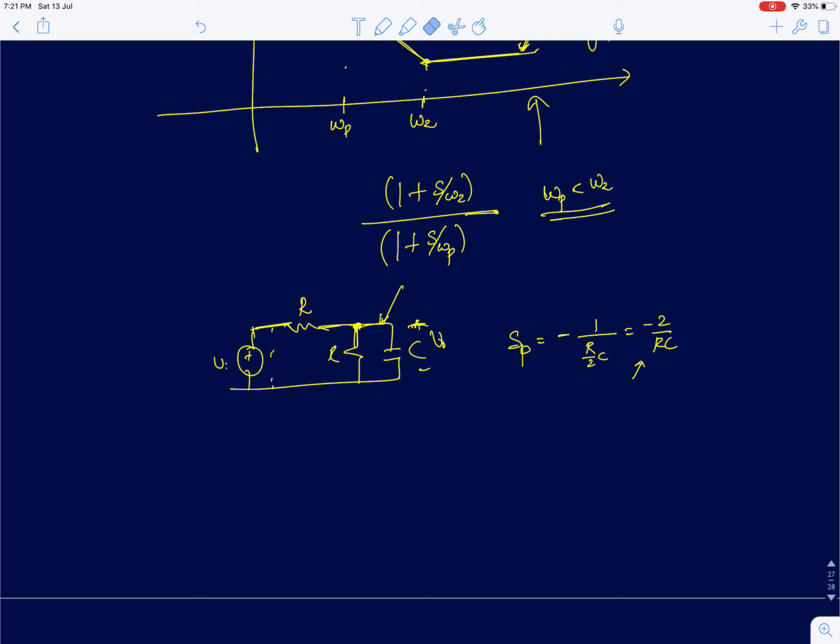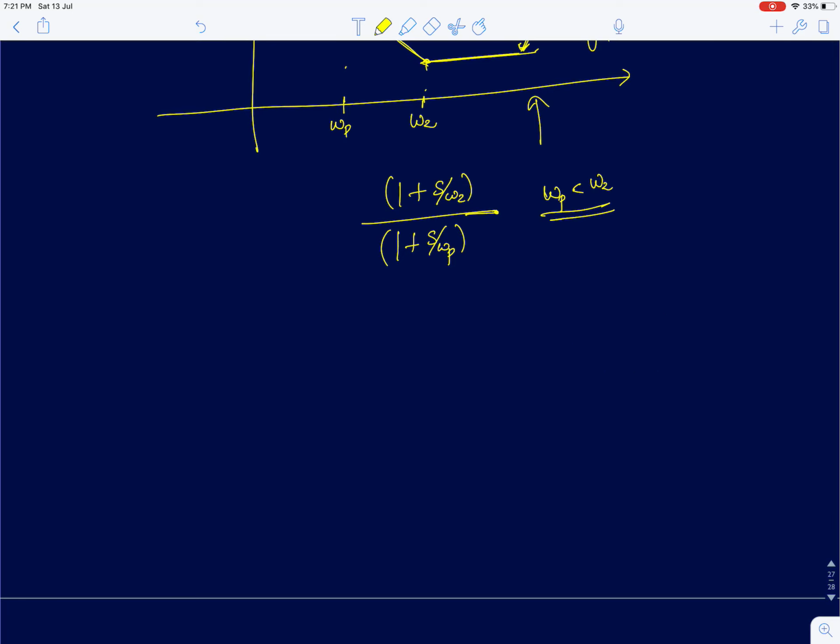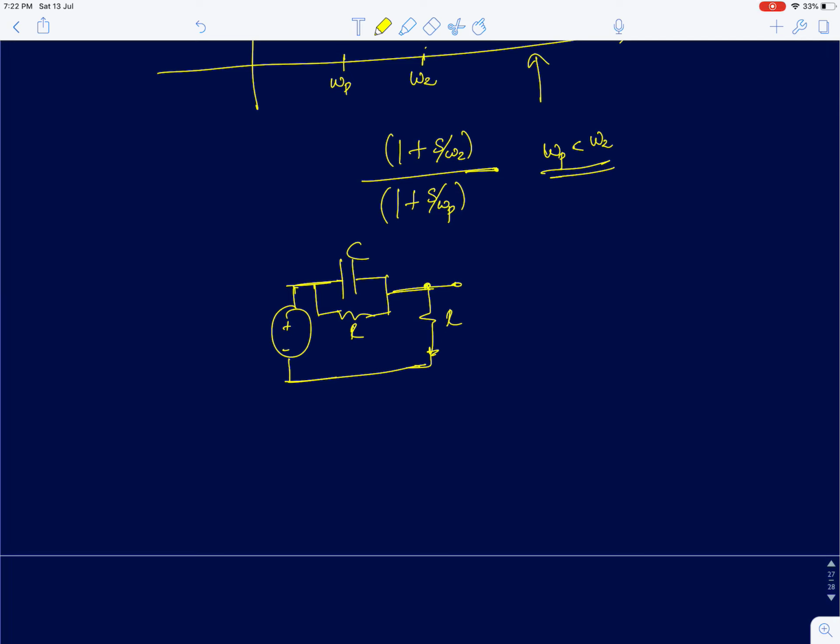I'm sorry, this circuit doesn't have a 0. The circuit I had in mind to draw was, we have a capacitor, R and an R. This was the circuit. Now in this circuit, if you find the pole, sP is actually at minus 2 by RC. You can easily show that the value of the pole is at minus 2 by RC. And the 0 for the circuit is when this impedance blows up. Z1 is infinity, Z2 is finite. So that will occur at minus 1 by RC.